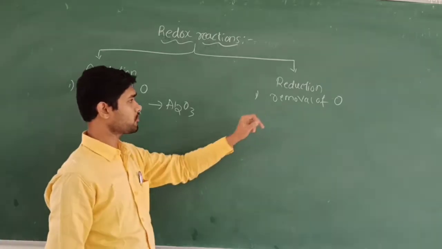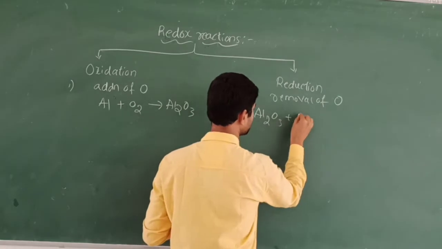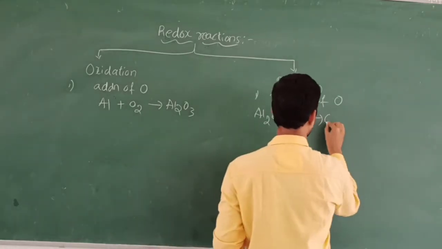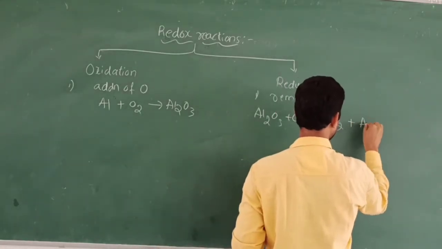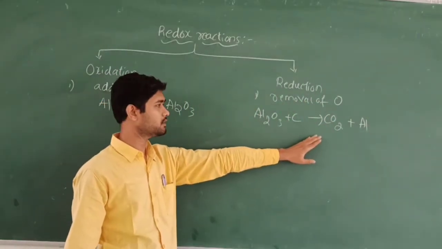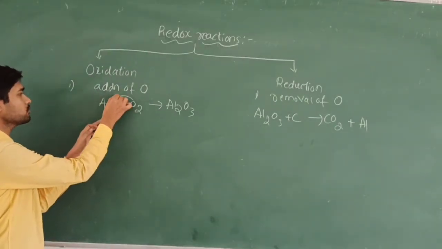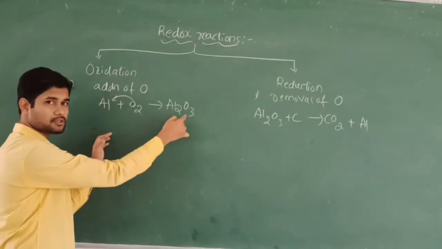So what about removal of oxygen? It is the opposite. Now I am going to take Al2O3 plus carbon. Now I get carbon dioxide and metal; I am going to eliminate the oxygen here. Once again, you should not look for the balanced form, just look at the reaction. What happens? I am going to add oxygen to this metal, and aluminum oxide is going to form.